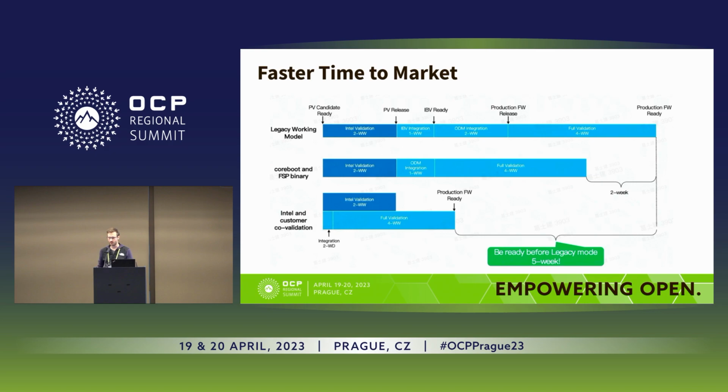Now with the open model and the direct collaboration with Intel, they can start when Intel has a candidate that they want to release, integrate it in 2 workdays, and then start the full 4 weeks validation in parallel with Intel, and cut down their time to market, from candidate to actually deploying it on their platforms, by more than half. As you can see, the cycle before was around 9 weeks, and now we're at a 4-week cycle to get from the candidate into deploying it in the data center.